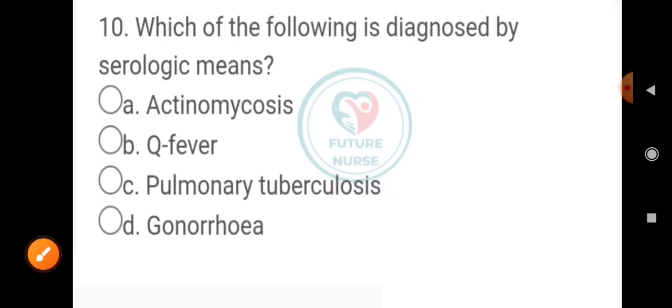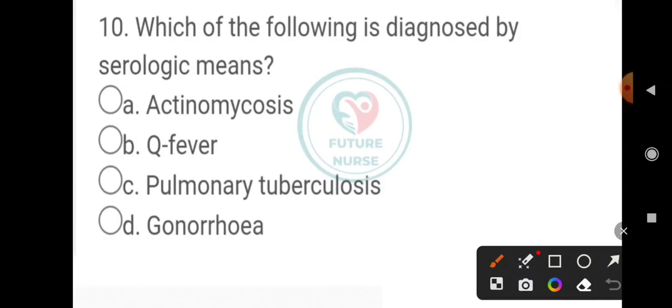Which of the following is diagnosed by serologic means? Actinomycosis, Q fever, pulmonary tuberculosis, gonorrhea. So the correct answer is Q fever.